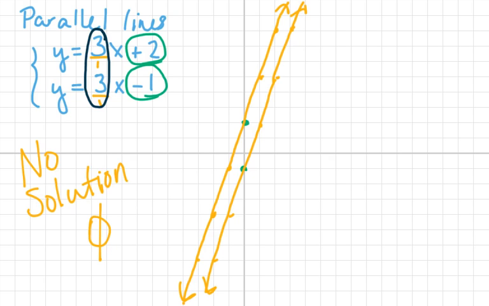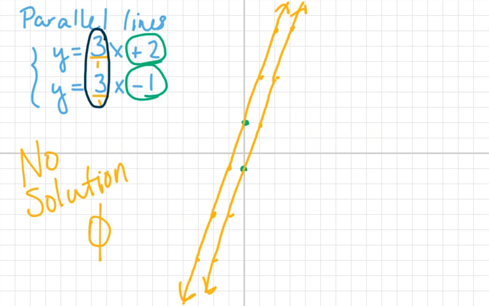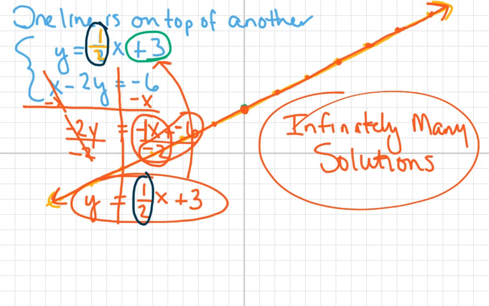If I look at the next one, again, here's my slope for the first one, and here's my slope for the second one. They are the same. So that means if the slopes are the same, we could either have one line on top of another, or we can have parallel lines. So what determines if they're parallel or on top? That's where the y-intercept comes in. If they have different y-intercepts, they're going to be parallel. But if they have the same y-intercepts, one line is going to be on top of the other.